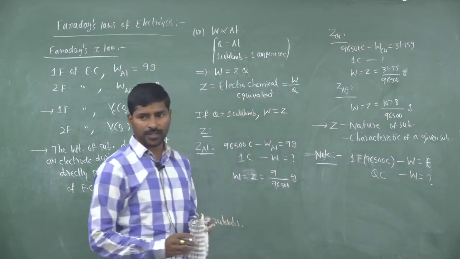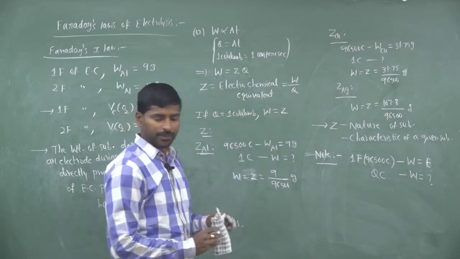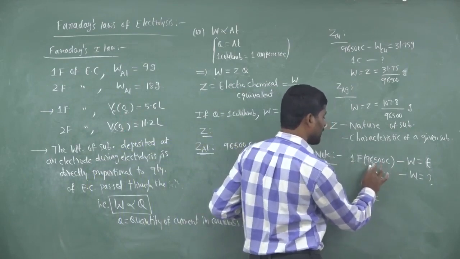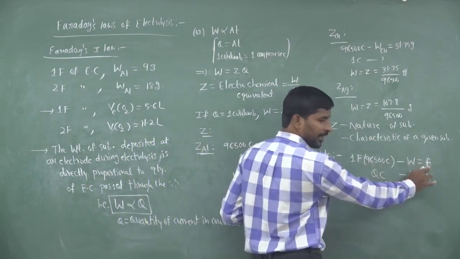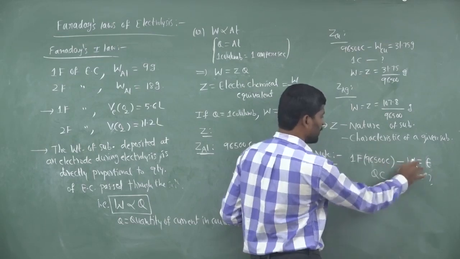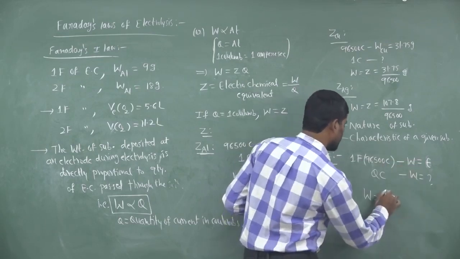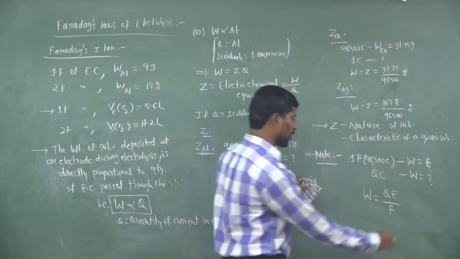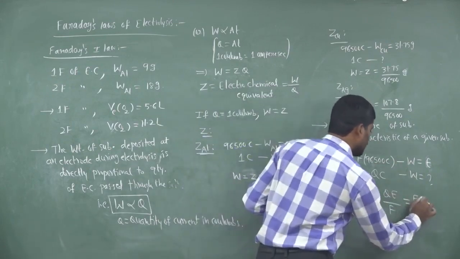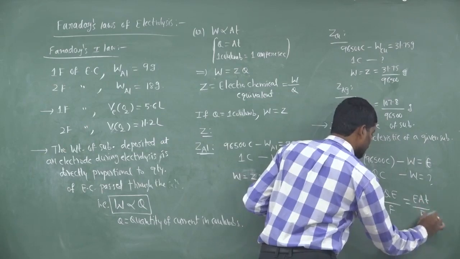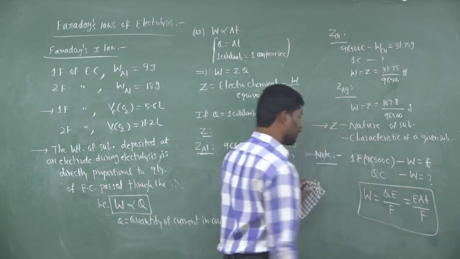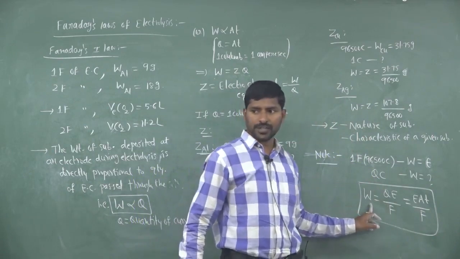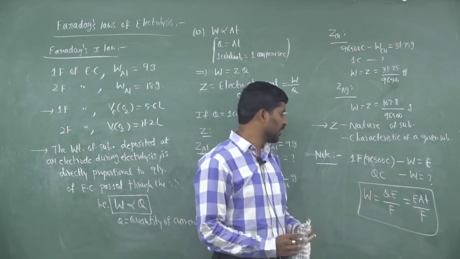Then if you pass Q coulombs of electric current, what is the weight of substance deposited? That we can calculate as W is equal to Q by F into E, or QE by F. Or Q may be written as A into T, so W is EAT by F. If Q is given and they ask you to calculate the weight of substance deposited, we can calculate like this one, QE by F.